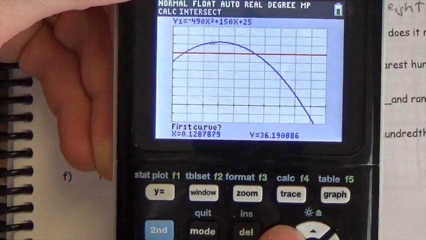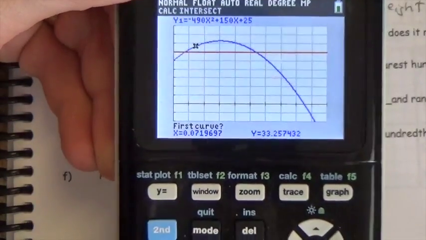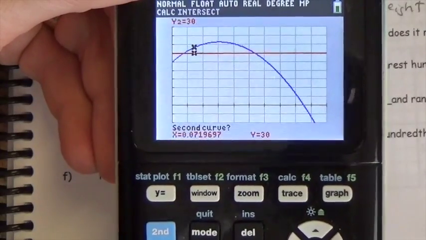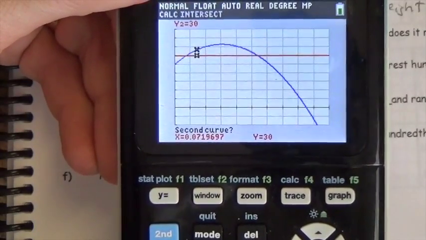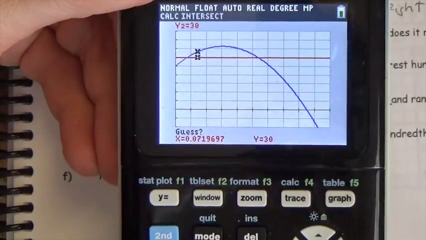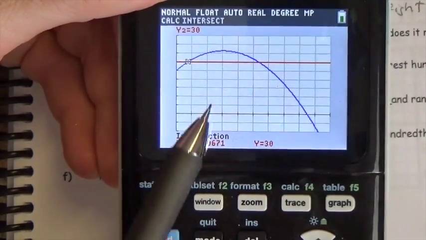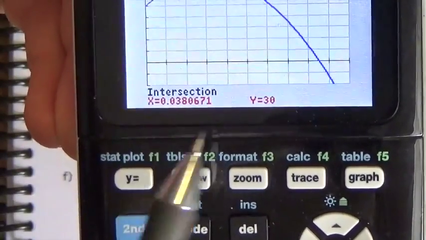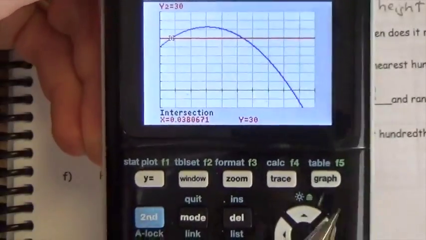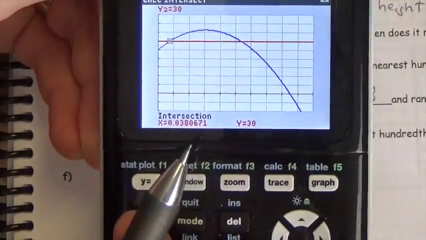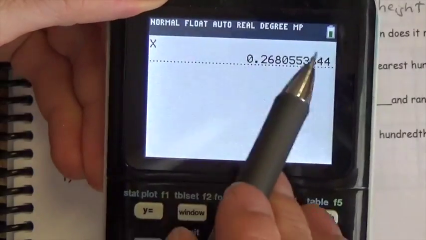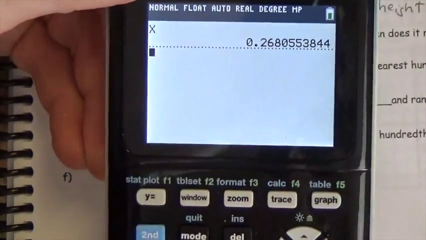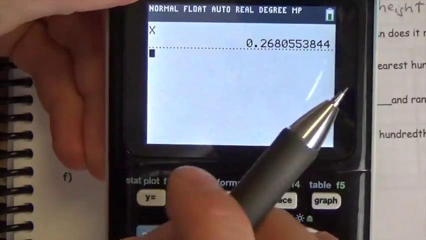I'm going to come back, because I've got to move my cursor close to the point of intersection that I want. Now it's still asking me, am I on the first curve? Yes. Did I jump to the second curve you want? Yes, press enter. Now press enter to get past the guess. And this time notice it jumps to this point of intersection, and it gives you this x coordinate. Now watch this. The x coordinate has changed.